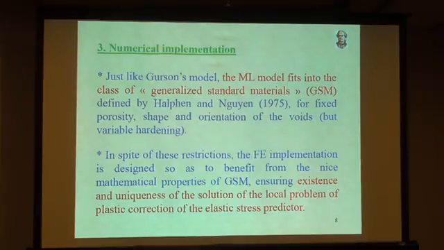There is a nice framework which was defined by Halphen and Nguyen, who are essentially known in France: generalized standard materials. Such materials obey a kind of extended normality rule, not only with respect to the plastic strain, but also the internal parameters. And these models obey some nice mathematical properties which have important consequences upon the numerical implementation of the material. So it can be shown that this model fits into this class, just like Gurson's model.